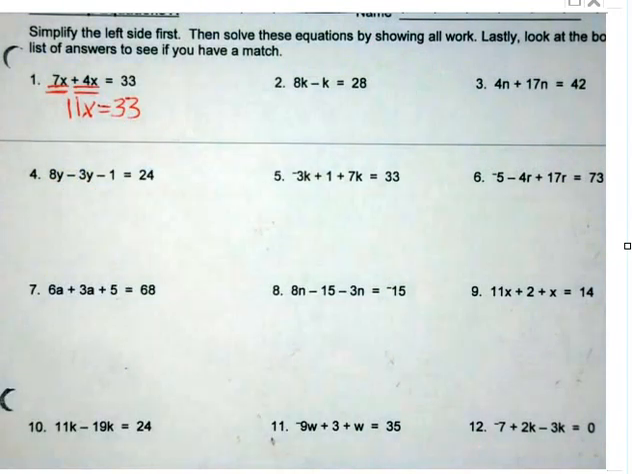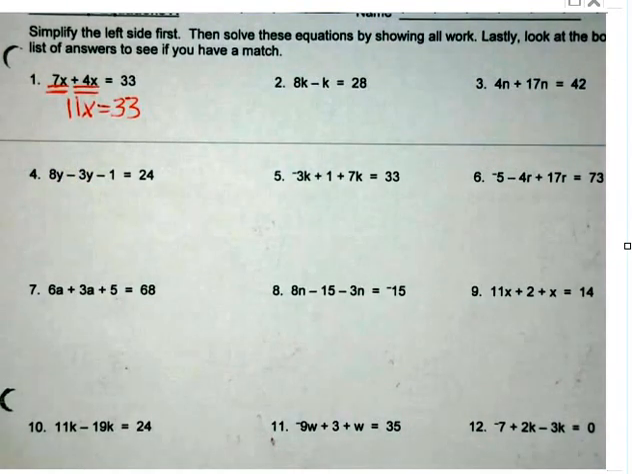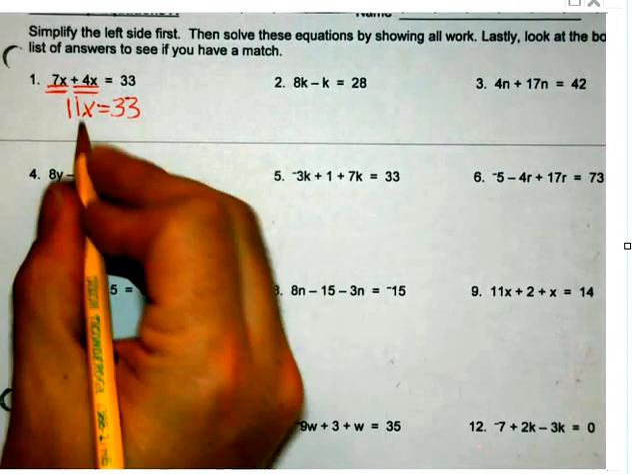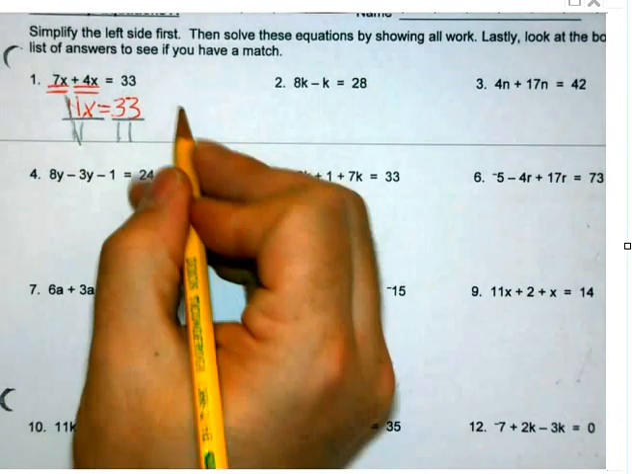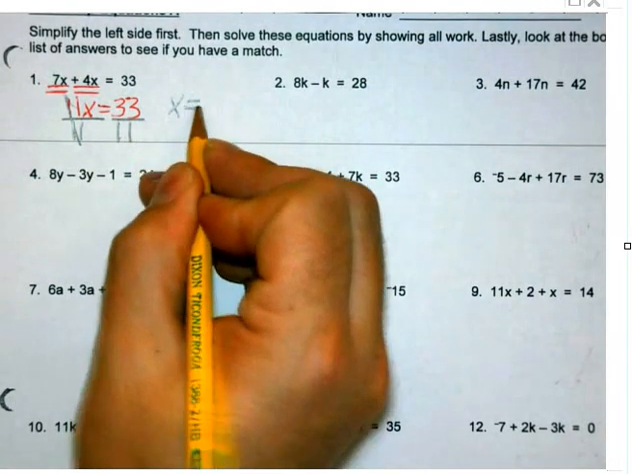is 33. And what's my last step since I'm multiplying x by 11? Divide by 11. So what's 33 divided by 11? 3.